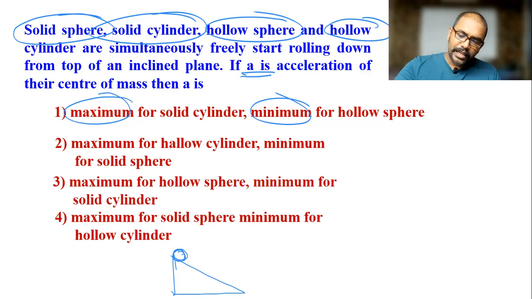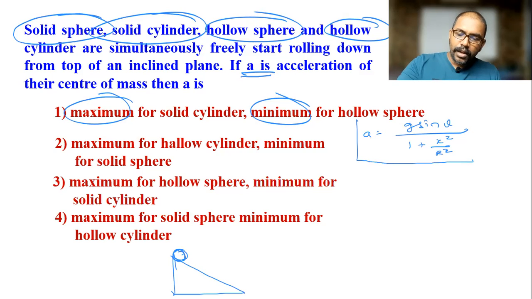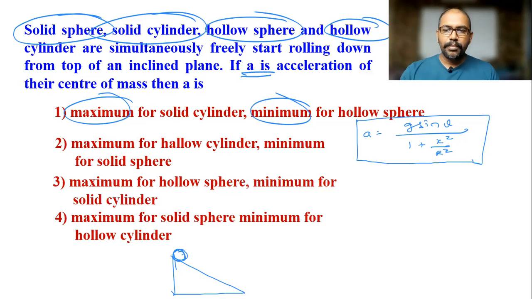The formula of the acceleration is given by g sin theta divided by 1 plus k square by r square. So this is the formula. Acceleration is maximum when this k square by r square is minimum, and acceleration is minimum when this k square by r square has a maximum value. So here we have to find out k square by r square for every object.